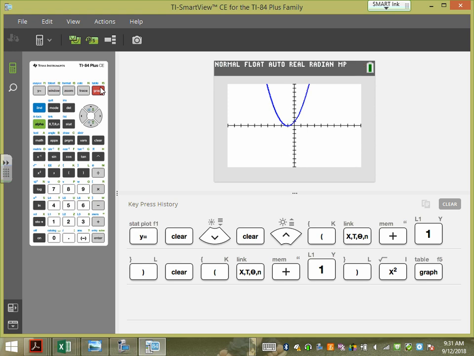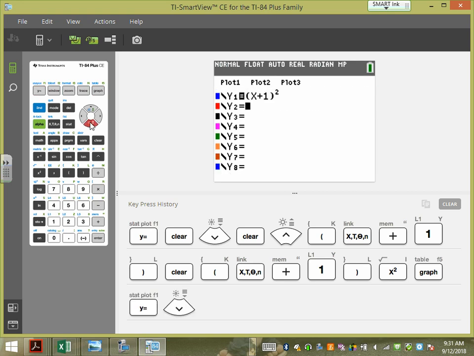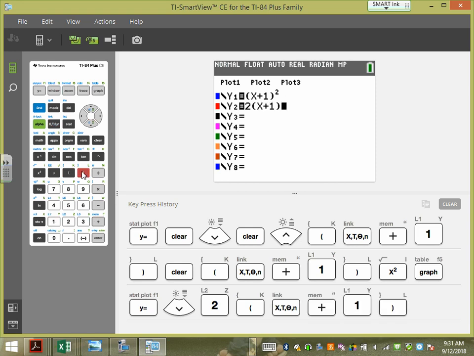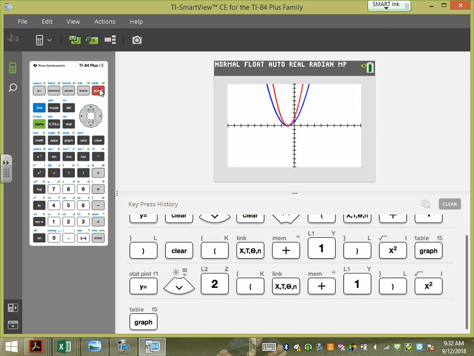Now say I vertically stretch it by a factor of 2. It's going to go in front. It's not going to go with the x, right? So it's going to be 2 times (x plus 1) squared. What do you think is going to happen to my graph? Do you think it's going to get wider or narrower? More narrow? That's good. So it's going to become more narrow.